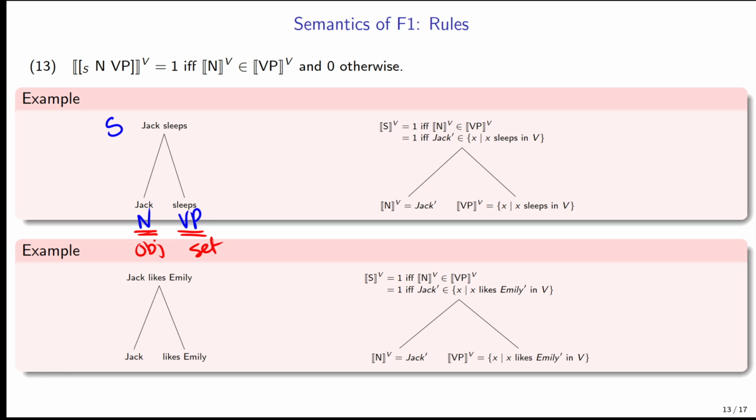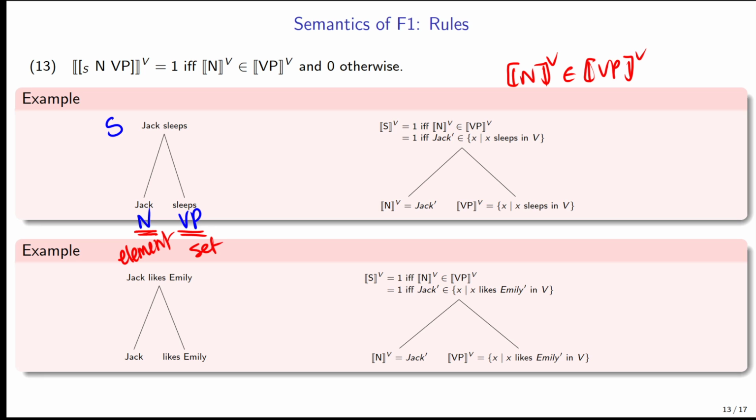So maybe using the word object here isn't the best thing to use because that's set theory words and we're talking about linguistics, so we can call this element. So the sentence Jack sleeps is true if Jack is a sleeper. So we can think of this as being that the meaning of our subject is an element in the semantic value of our verb phrase.